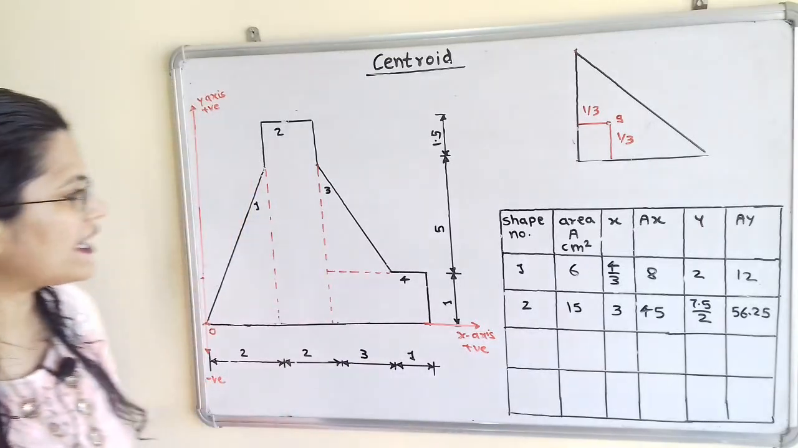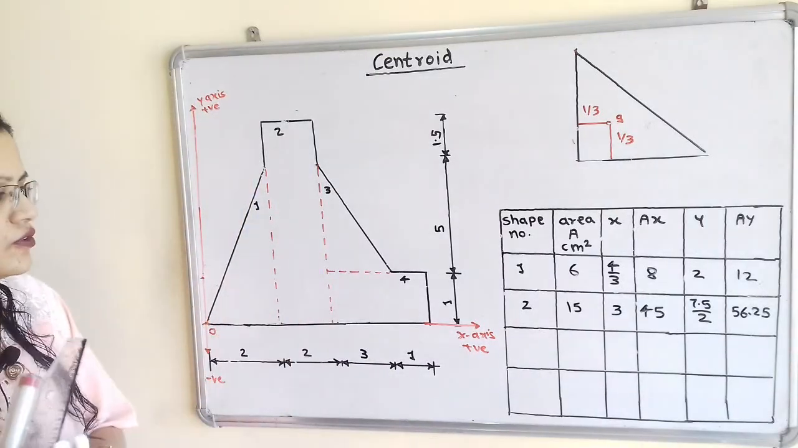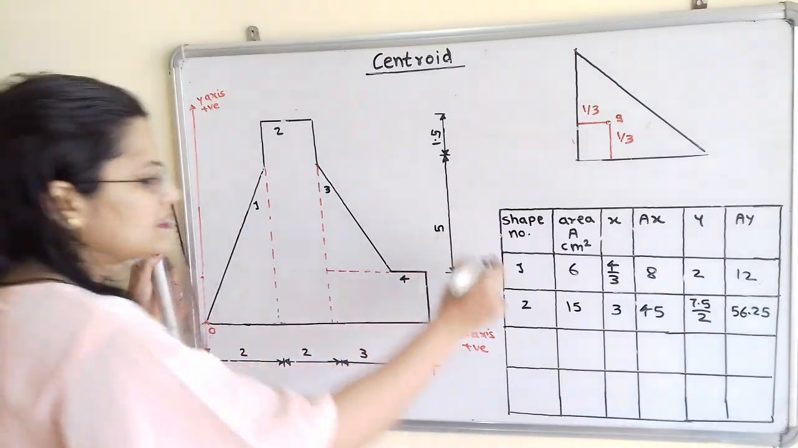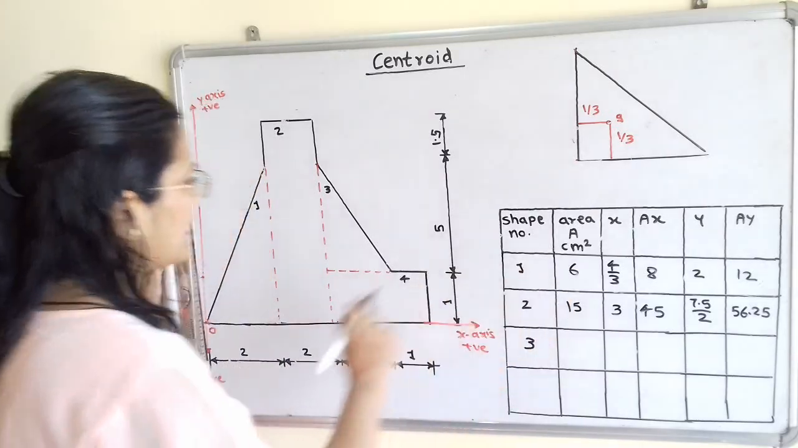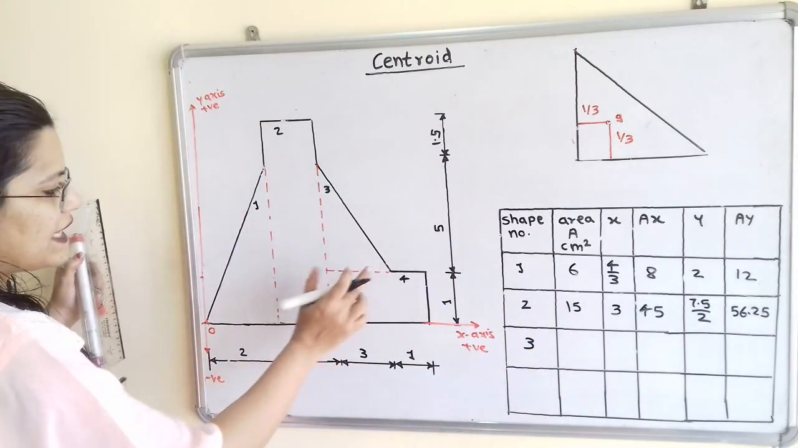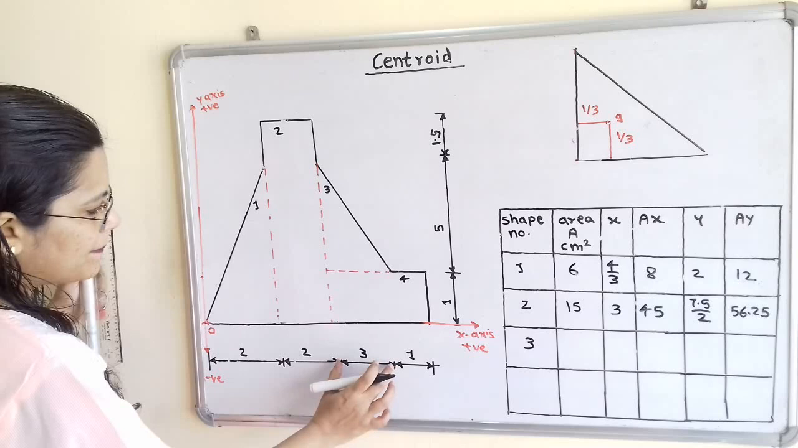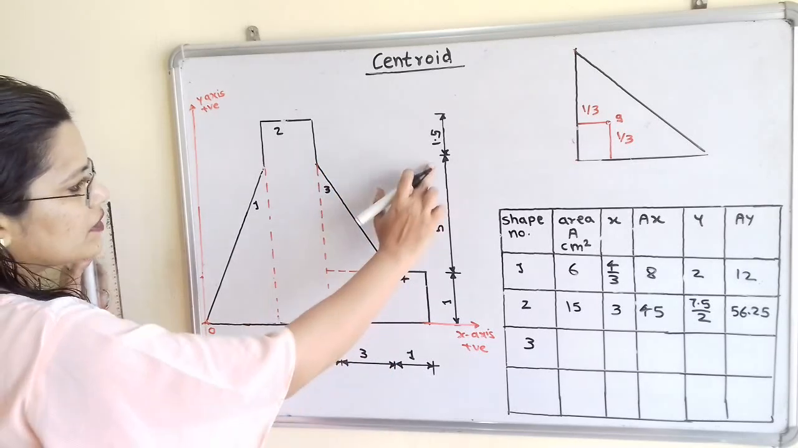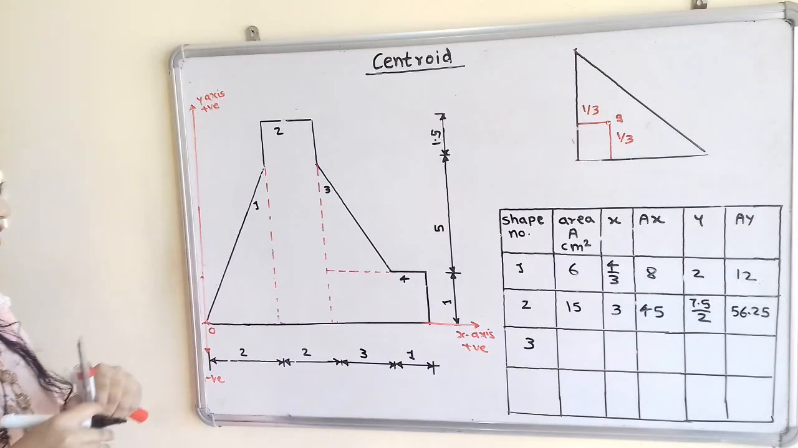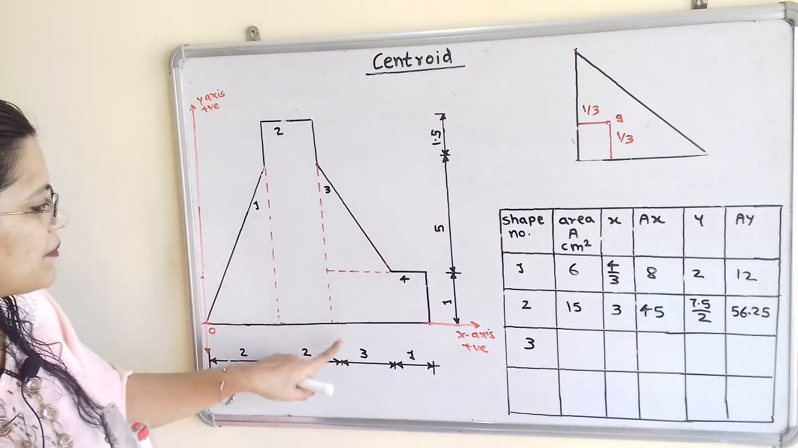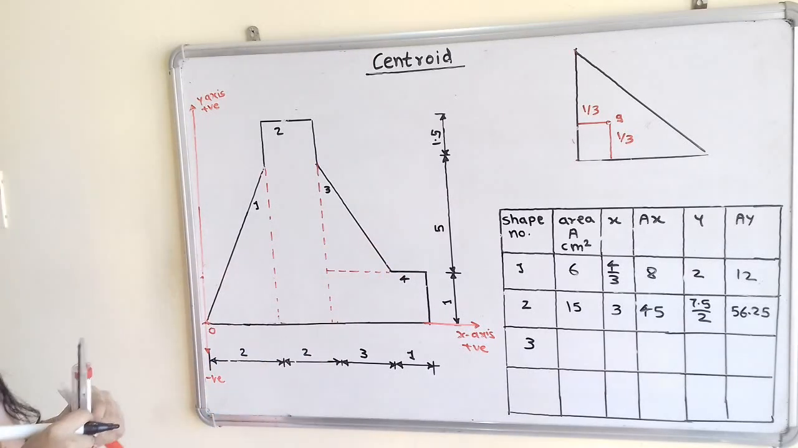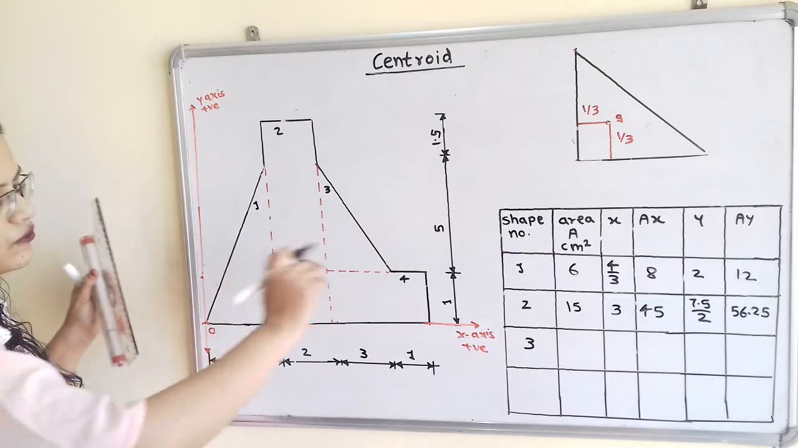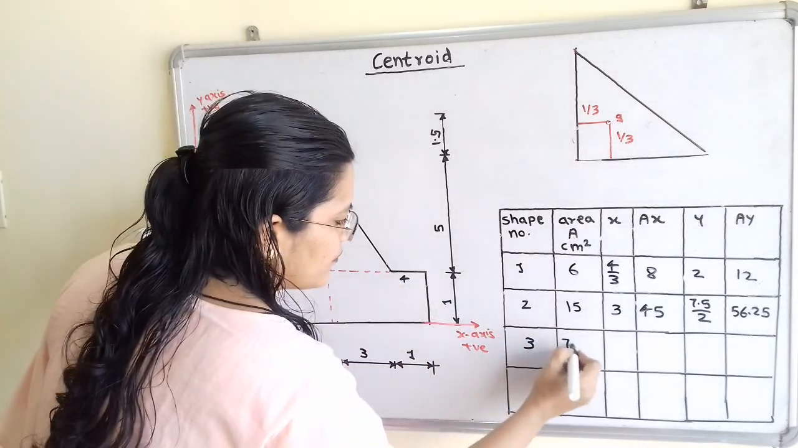Now we will move to the next shape number 3. So again we will fill up this table. Here is shape number 3, then area. So area of this triangle is half multiplied by base. So base is equal to 3 and height is 5 centimeters, as given. So 5 multiplied by 3, 15 divided by 2. So we have to take here 7.5.